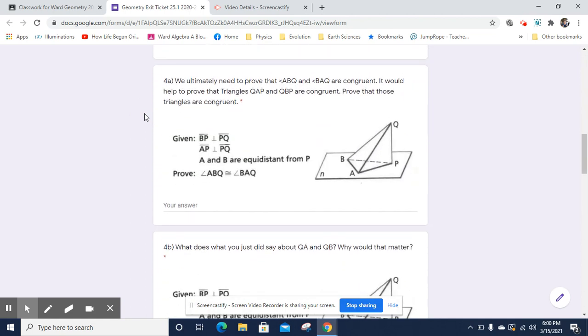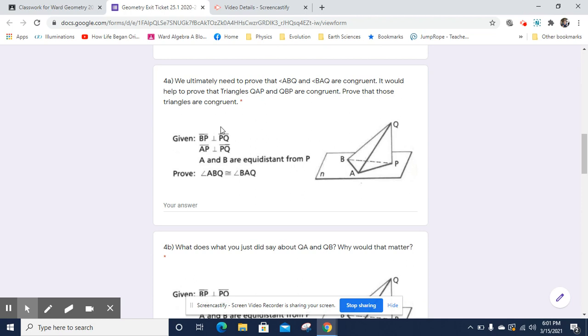So we've got this little pyramid sitting on top of plane N. So we ultimately need to prove that angle ABQ and BAQ are congruent. So it would help to prove that triangles QAP and QBP are congruent, because then we'll have AQ and BQ congruent, which would give us an isosceles triangle and do a nice job of proving that.